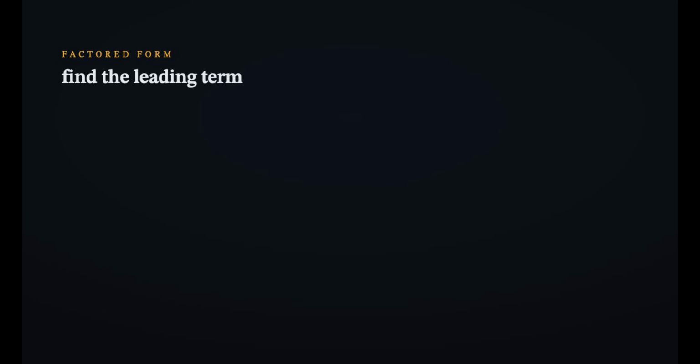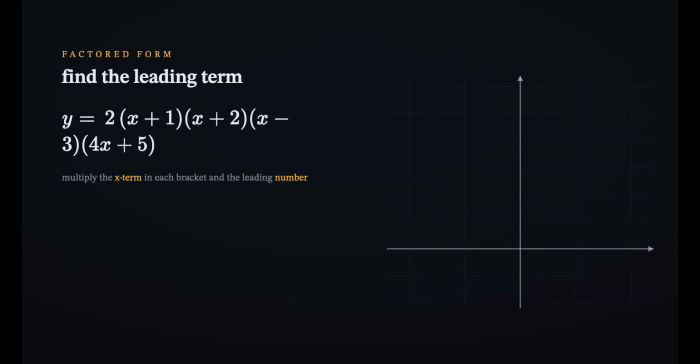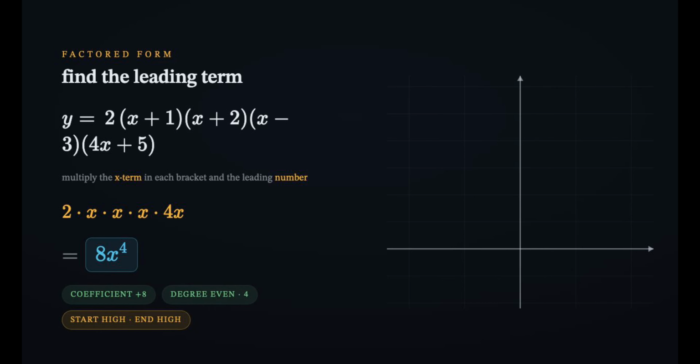You can also be given polynomials in factored form, like in this example. Y equals 2 times (x plus 1) times (x plus 2) times (x minus 3) times (4x plus 5). In this case, we multiply the term with x in it in each bracket, and also the number at the start to get the leading term. 2 times x times x times x times 4x equals 8x to the 4. Here, the leading coefficient is a positive 8 and the degree is even, 4. So we start high and end high.